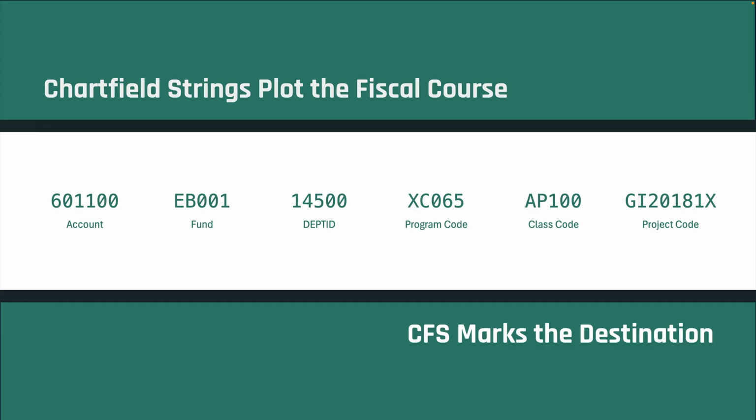Ultimately, think of chart field strings as plotting the course for each transaction, and the Common Financial System as the place where those transactions reach their destination.